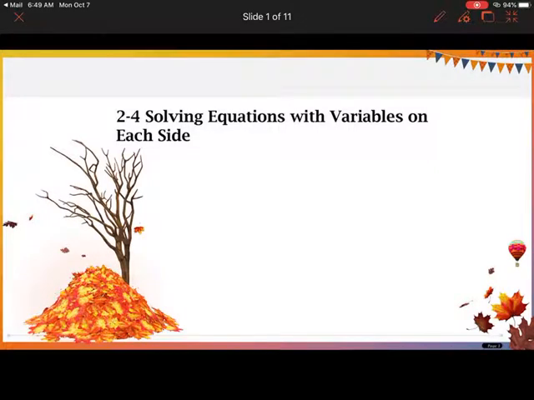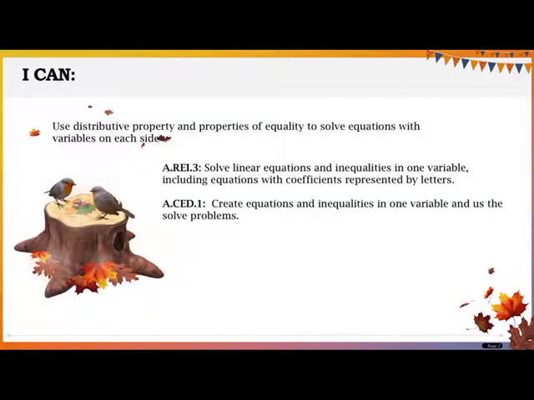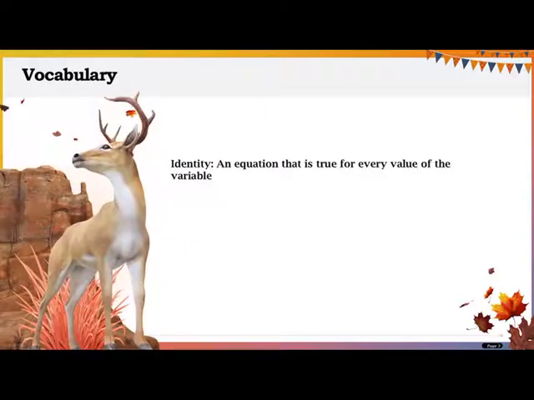2-4, solving equations with variables on each side. So I can use distributive properties and properties of equality to solve equations with variables on each side. We're working on the same standards we worked on in 2-3. So identity is an equation that is true for every value of a variable. And we're going to talk about this and see examples of it.